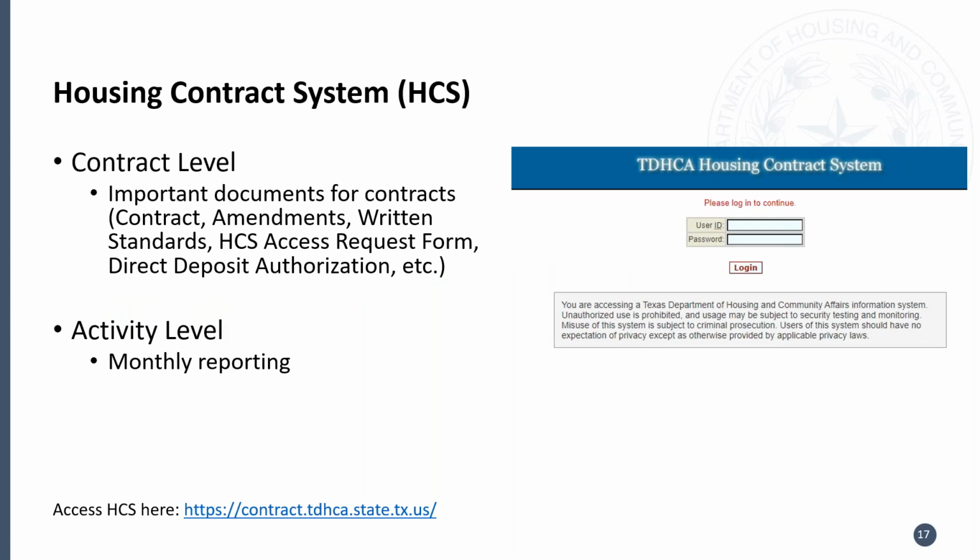So the housing contract system is divided into two levels, the contract level and the activity level. The contract level has documents that are pertinent to the administration of the contract, such as the executed contract, any amendments that have come through, the subrecipients' written standards, the HCS access request form, the direct deposit authorization form, etc. The activity level includes all monthly reporting, which includes the monthly performance report, the monthly expenditure report, and all total draw requests.